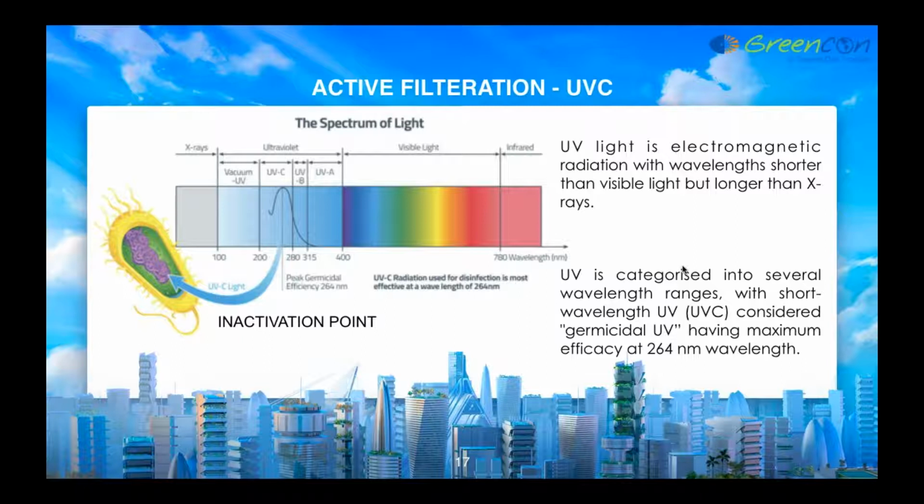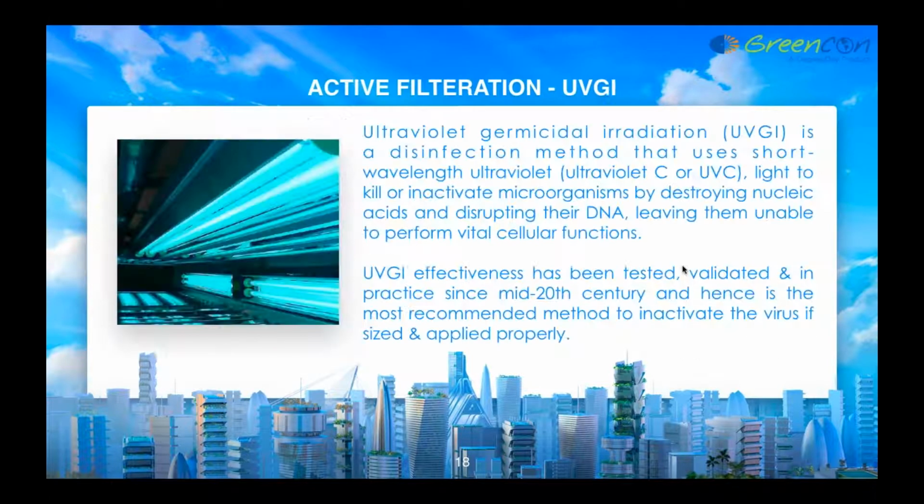Now, as we know, UVC is nothing but light in the spectrum of between 100 to 400 nanometers. Anything which is less than visible light and higher than the X-ray wavelengths. So within 100 to 400, it falls under this UVC range, and it has the peak germicidal effect at a 264 nanometer wavelength. That means that if I'm exposing any organic particle to UVC light at 264 nanometer wavelength, it gets inactivated.